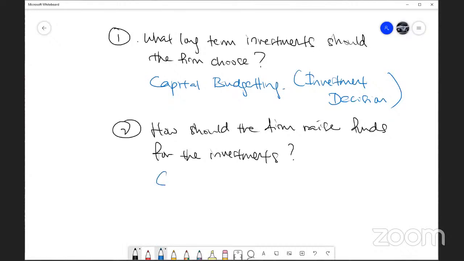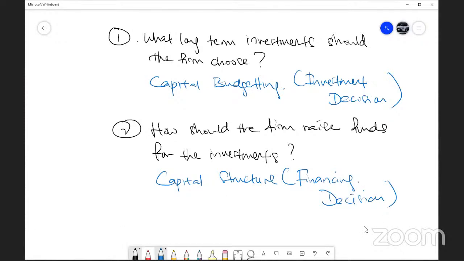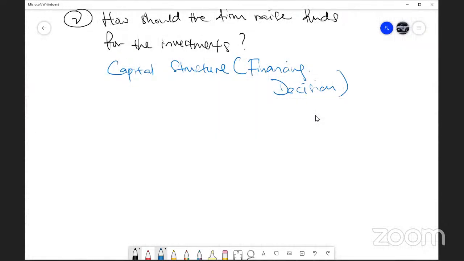So this question is asking you about the capital structure, also known as financing decision. How are you going to finance your investment? So this is the financing decision. Take note, when it comes to financing decision, it's separated into two: debt or equity. Just a recap, by right, you should already be very clear about what this is.